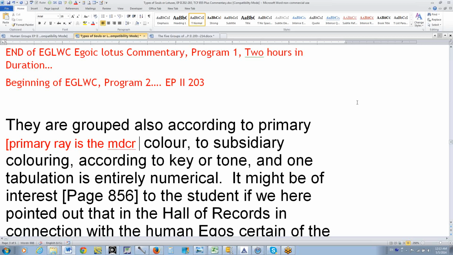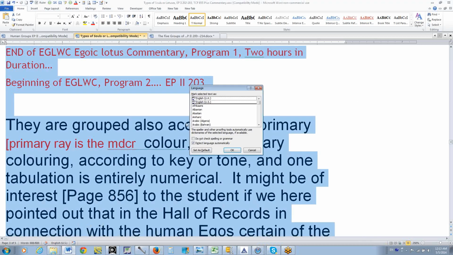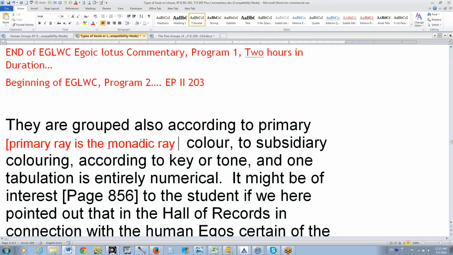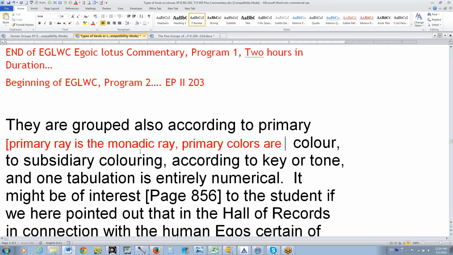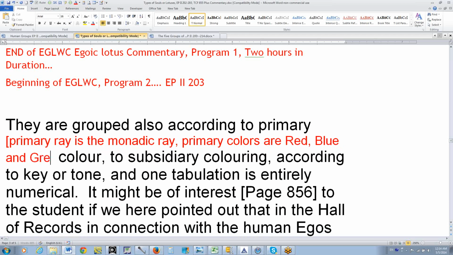Okay, and all kinds of little hang-ups are occurring here. Excuse me, this has to be in British English. Don't know how that happened, but it did. Otherwise, the word corrector will not work. Primary ray is the monadic ray, and primary colors are red, blue, and green.